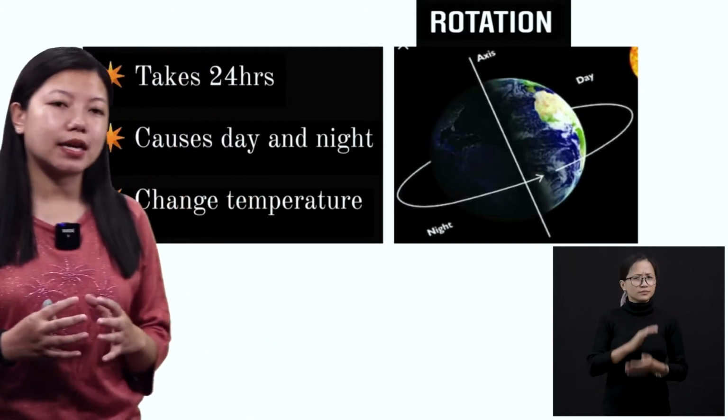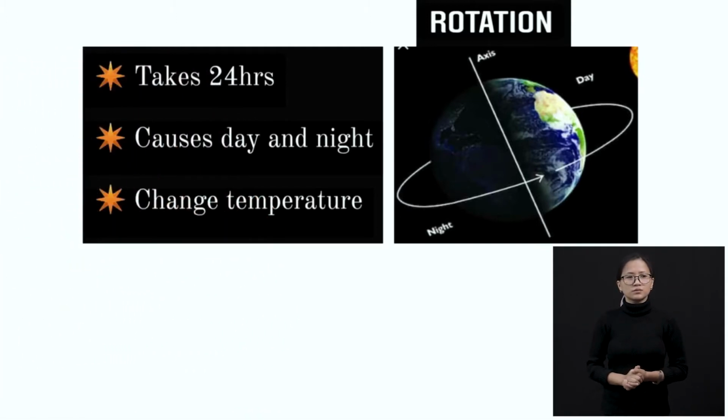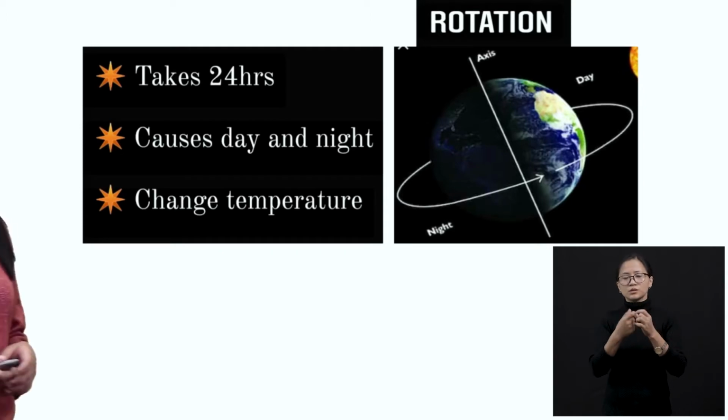Are you clear with that now? So once again, in rotation, we have 24 hours. Rotation causes day and night. Rotation also changes the temperature according to its movement.